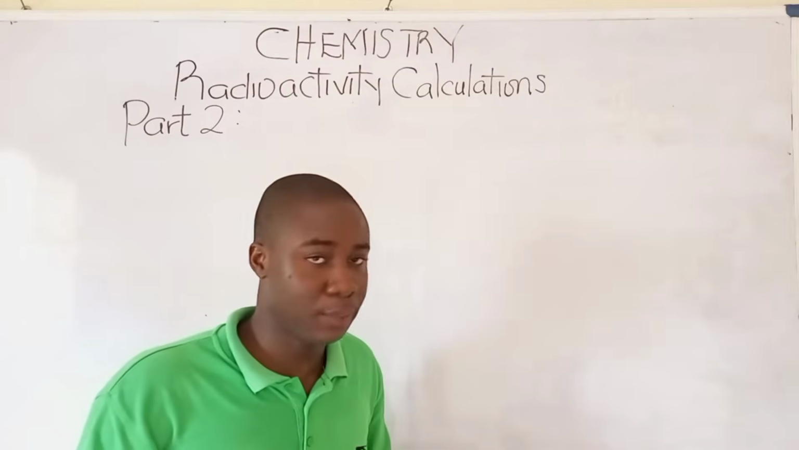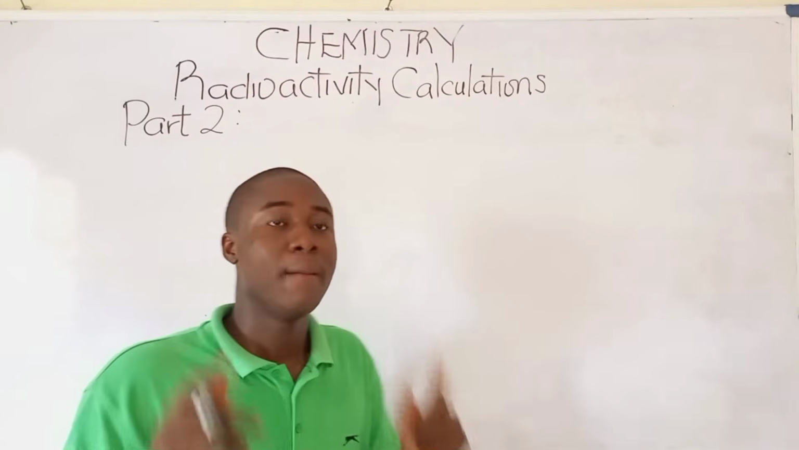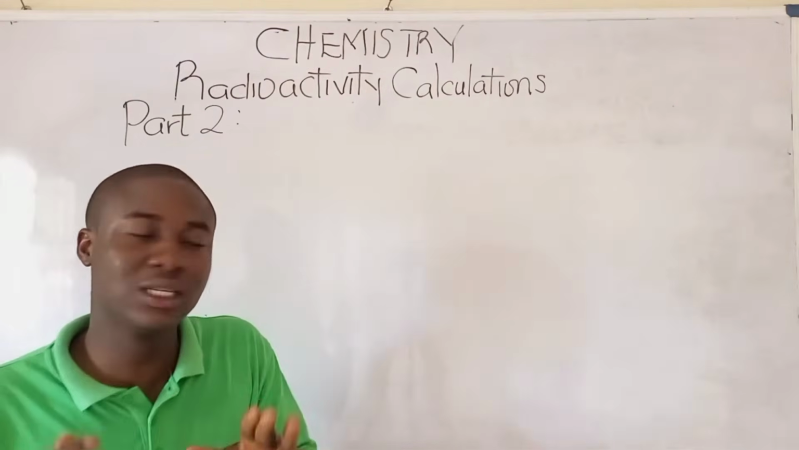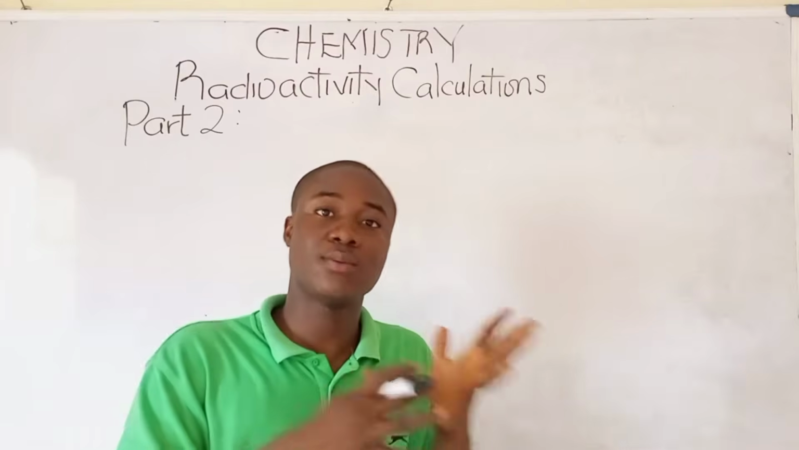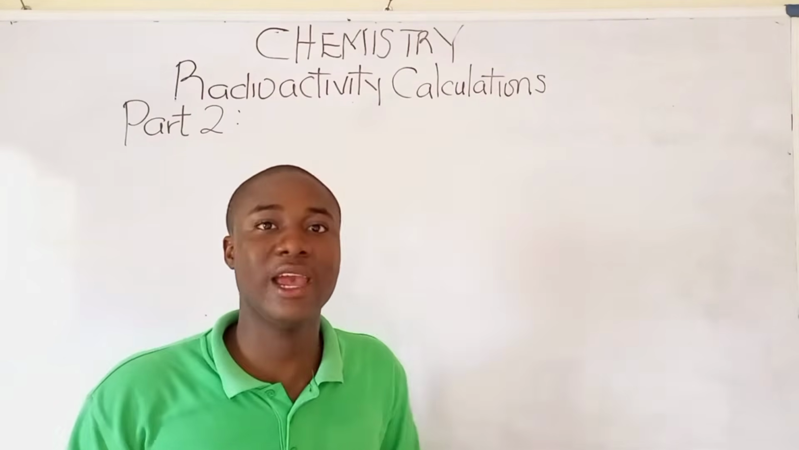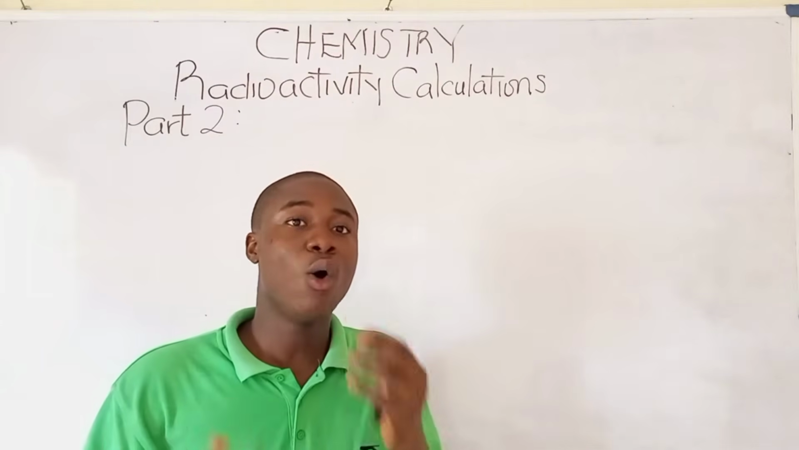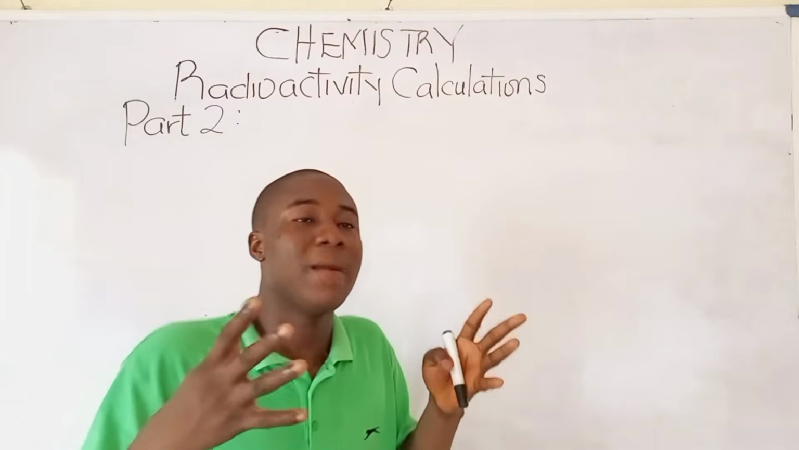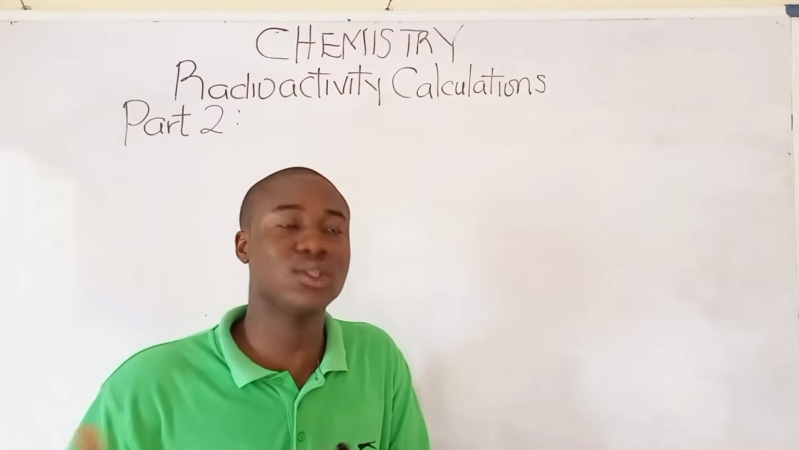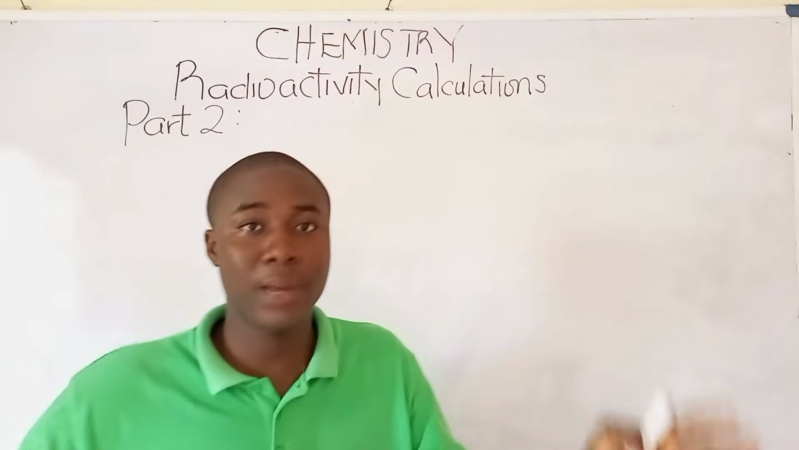In today's video episode, I'll be teaching on radioactivity calculations, but this is the part 2 video on this aspect. Actually, I've done a video which is part 1 that explains the relationship between half-life and decay constant. Now, on this video, I'll be teaching on other calculative aspects under radioactivity, whereby sometimes you'll be asked to calculate mass, count rate, quantity, percentage.